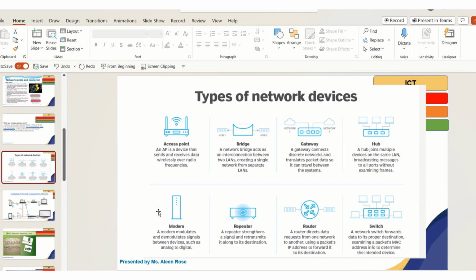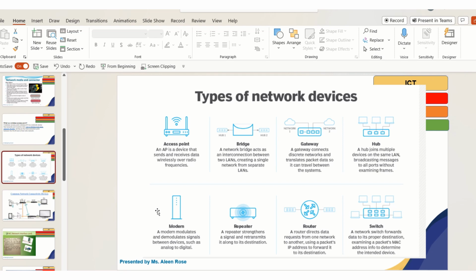Now router, it stores the addresses of all the devices that are connected to it, and according to the address it sends the packet. According to the IP address, the router sends the packet. Now the function of switch. It connects the devices using a cable. Actually, it forwards the data to the proper destination.